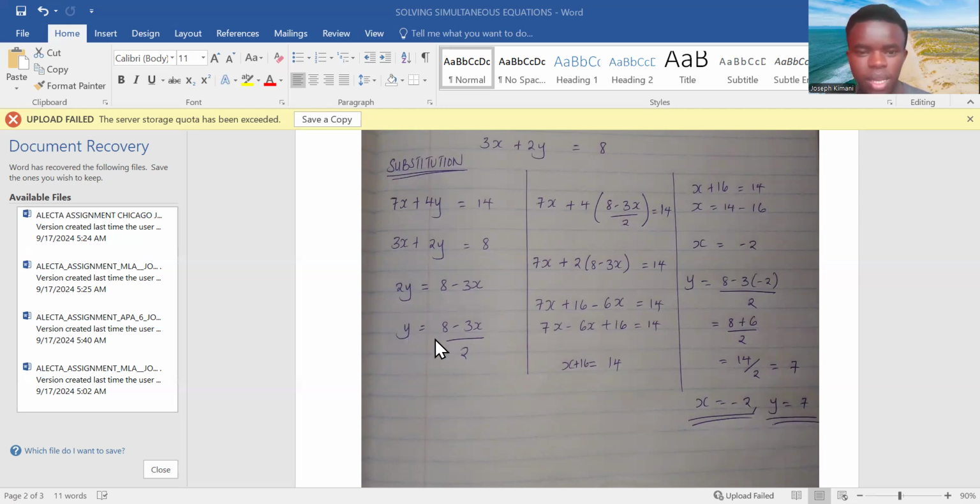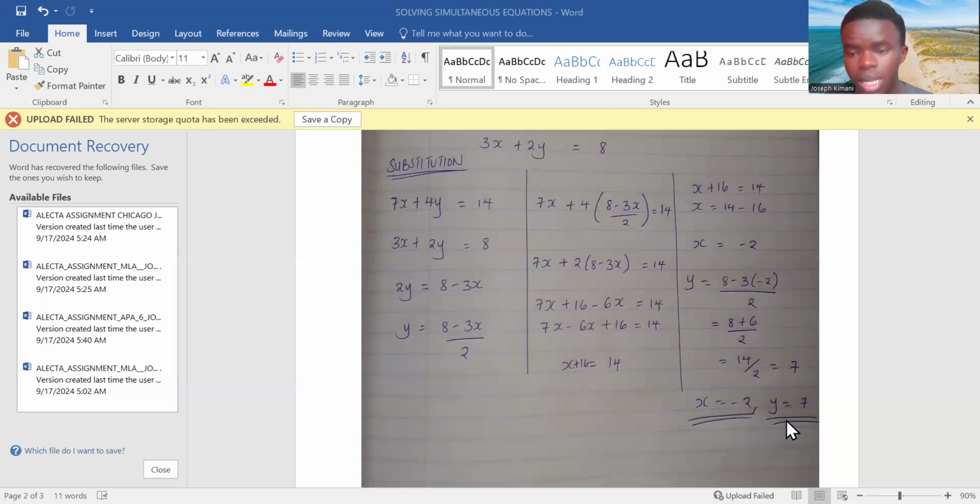Look at this one here. y was 8 minus 3x over 2. And now I know that x is negative 2. So it will be 8 minus 3 into negative 2, divided by 2. And now it will be 8 plus 6 divided by 2. That will give you 14 divided by 2, which is 7. So at this point, I have both values of x and y. x now is negative 2 and y is 7.